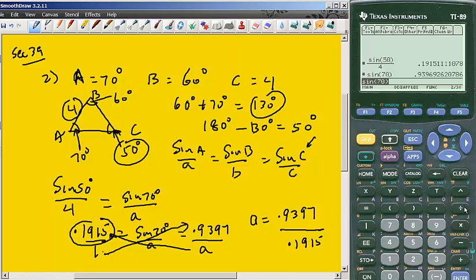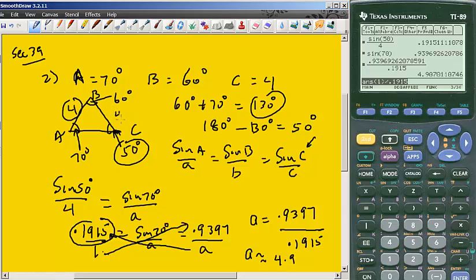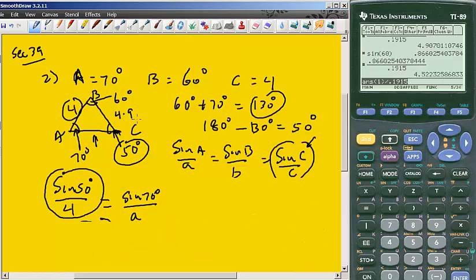So now we're just going to divide what we had initially by 0.1915. Okay, and that turns out to be A is approximately, we'll round all the degrees to a whole number, and we'll round each side to 1 decimal place, so 4.9. So side A is 4.9. Okay, so the only thing that's left is to find out what side B is. We already know side A, and we already know what side C is, so let's go find side B.